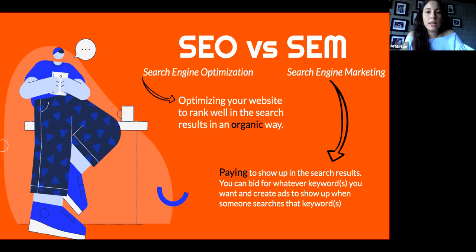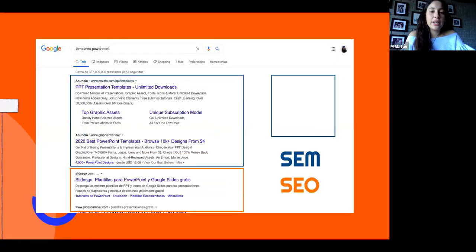So here we have a visual example of SEM and SEO, where you can see at the top of the search, we searched for templates PowerPoint, and you can see that it has the ad label, and you can sometimes find this on the left side or the right side of your search. And the SEO, the organic results, doesn't have any word next to it like ad, and that means that the site is ranking well in an organic way.